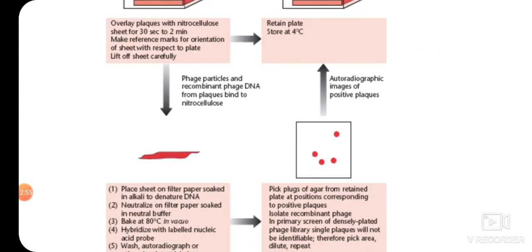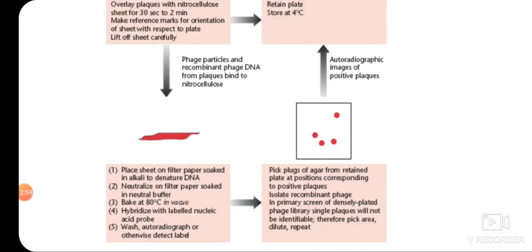plate. Now the membrane which is attached to the phage particles will first be soaked with alkali so that the DNA can be denatured, then it is neutralized, followed by heat fixing by baking at 80 degrees centigrade. Then they add the probes for hybridization, and after adding the probes, it will be washed off. Unbound probes or unhybridized probes are removed. Then autoradiography of that nitrocellulose membrane will be done.